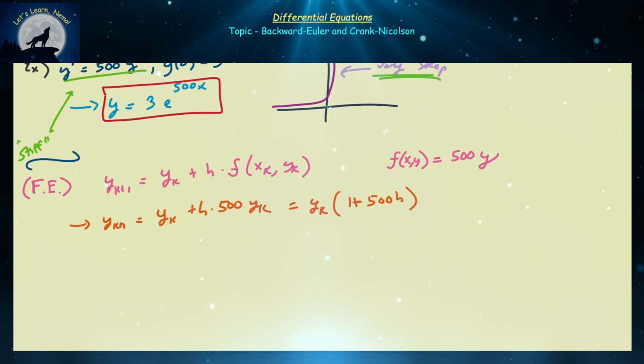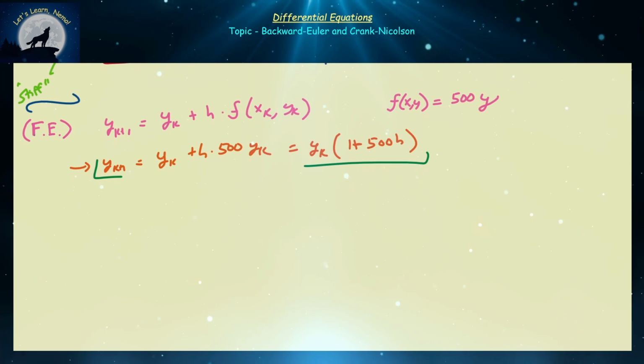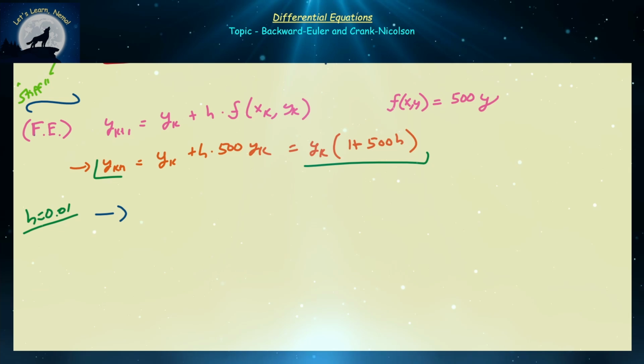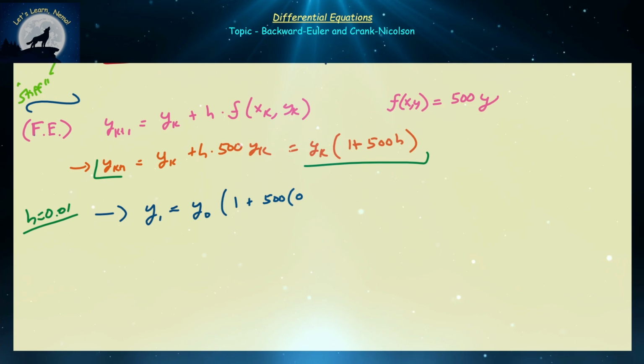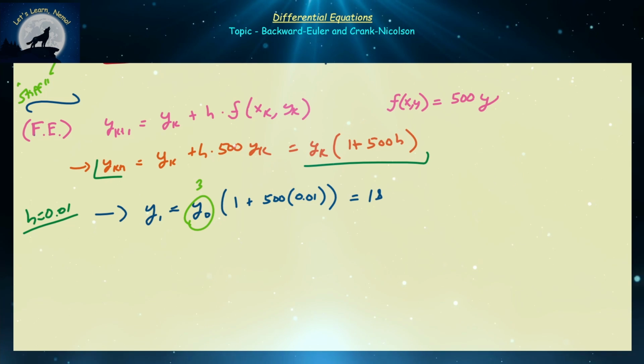Right. So that's going to be our iteration method, so we can easily generate. So let's assume that we use an h equal to, I don't know, let's use h equal to 0.01. If we do that, our first numerical method, located at 0.01, will be approximately, what would that be? It's going to be equal to y0 times 1 plus 500 times 0.01. Keep in mind y0 was chosen to be equal to 3, so it's 3 times that particular object, and once you do out that math, you're going to get 18.